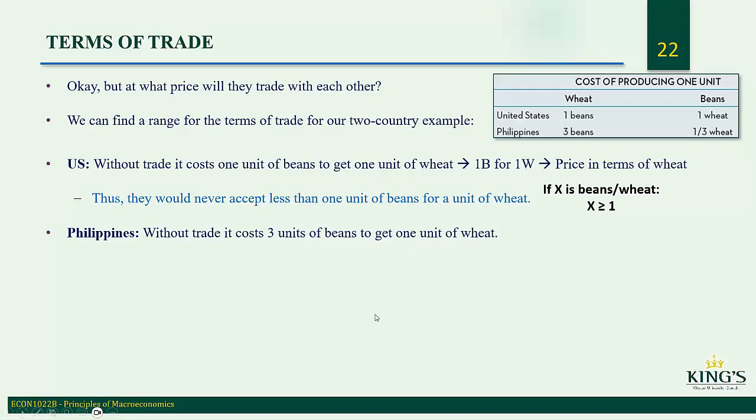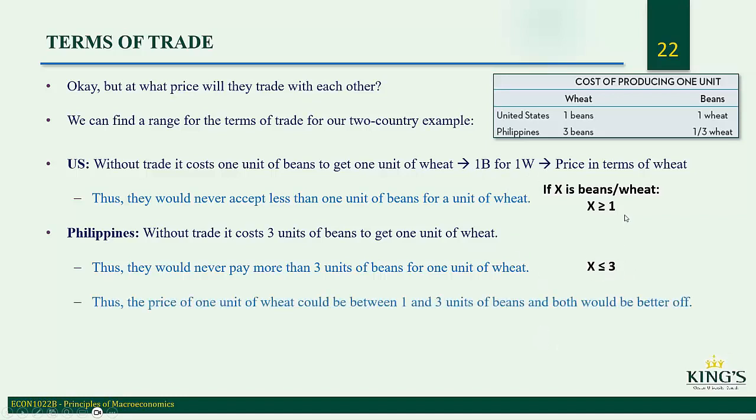So without trade, if they wanted to make wheat, they would have to give up 3 units of beans. So they would never pay more than what it would cost them normally, which would be 3 units of beans for 1 unit of wheat. So as long as the price, defined as per wheat, is less than 3, they'd be happy. And so obviously then there's a range here that's beneficial for both, right? So the US, as long as the price is over 1, they're happy. And for the Philippines, as long as the price is below 3, they're happy.